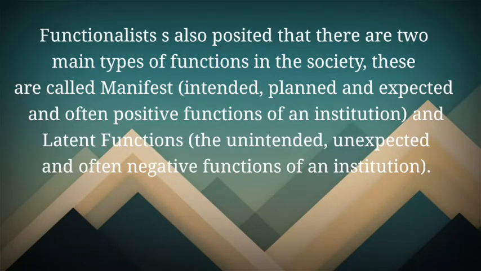Functionalists, on their assumptions, also posited that there are two main types of functions performed by these institutions. These functions include manifest and latent functions. The manifest, on one hand, is a type of function that is expected, is direct, is planned, and often positive. For example, education as an institution, what we expect from education is to go to school and obtain certificates. How about other things we engage in while we go to education? That is a latent function.